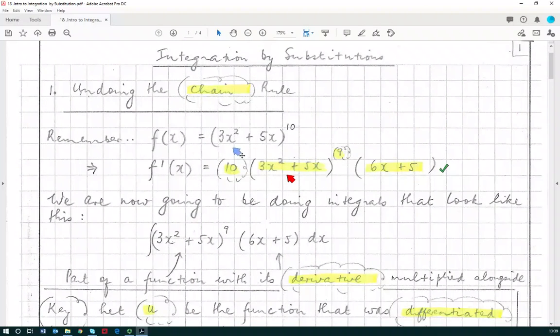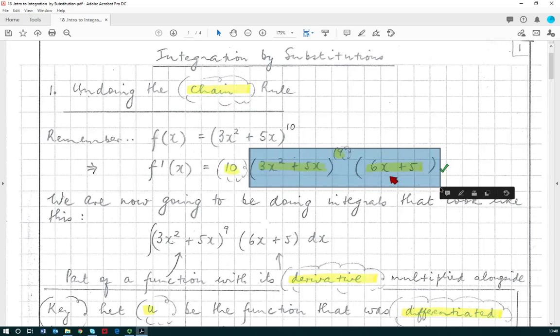Okay, so look at this example here that we differentiated. If you differentiate (3x² + 5x)^10, you use the chain rule. You put the 10 in front, you reduce the power by 1, you get 9. And then you have to differentiate the 3x² + 5x to get 6x + 5.